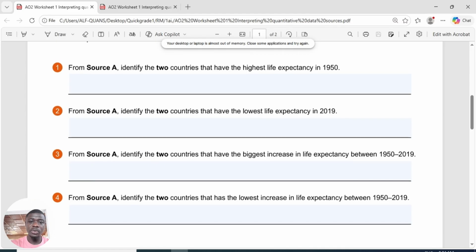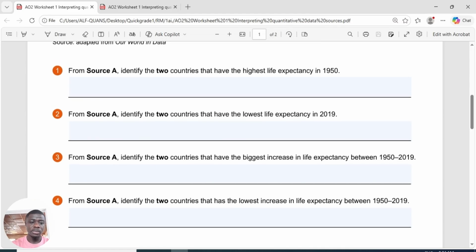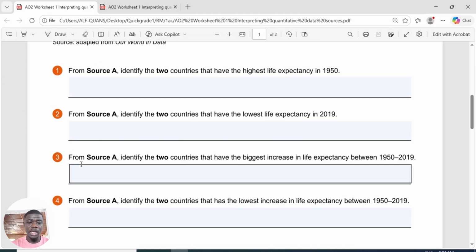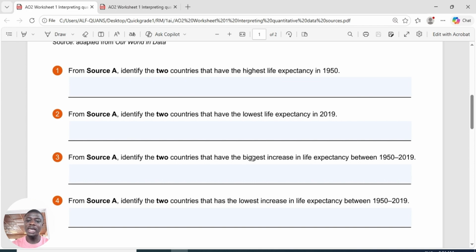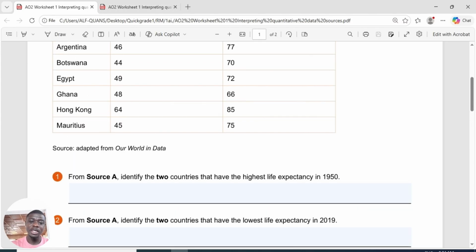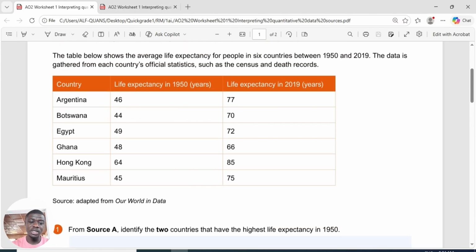Now, quickly, let's look at question number 3. From source A, identify the two countries that have the biggest increase in life expectancy between 1950 and 2019. So what you have to do is that here, you have to do some calculations. You take the 1950 figures and then you subtract it from the 2019 figure to see the rate of increment.